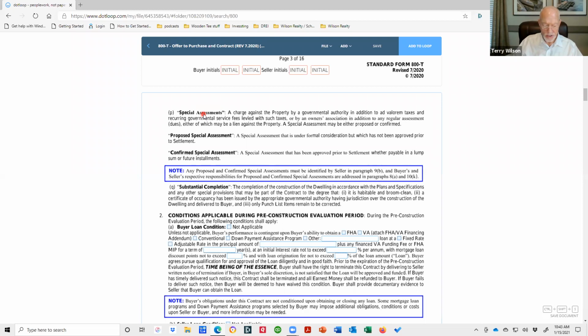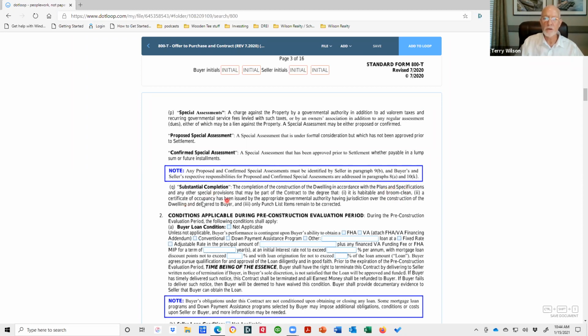Okay, so substantial completion is just that. Completion of the construction of the dwelling in accordance with the plans and specifications and any other special provisions that may be part of the contract. It has to be inhabitable. It has to be habitable. Inhabitable, which means the same thing, which makes no sense to me. It has to be habitable and broom clean. Isn't that interesting? It's the only contract that references the words broom clean. Our offer to purchase contract does not say swept clean, but this one does.